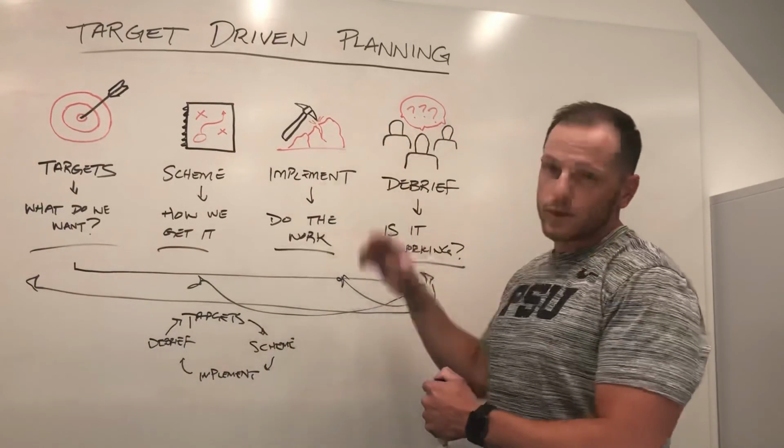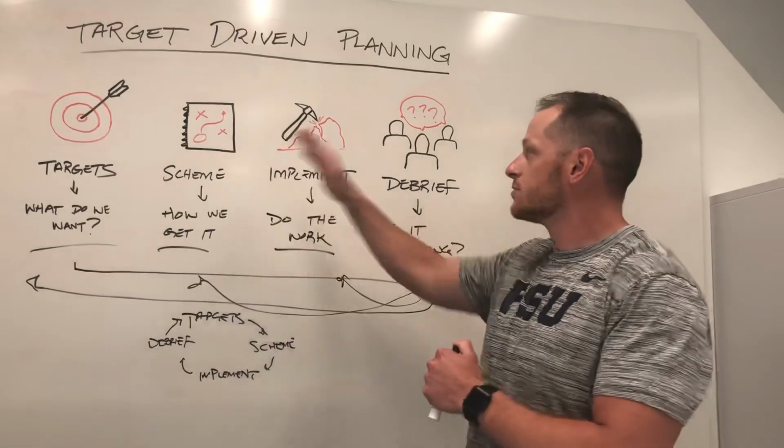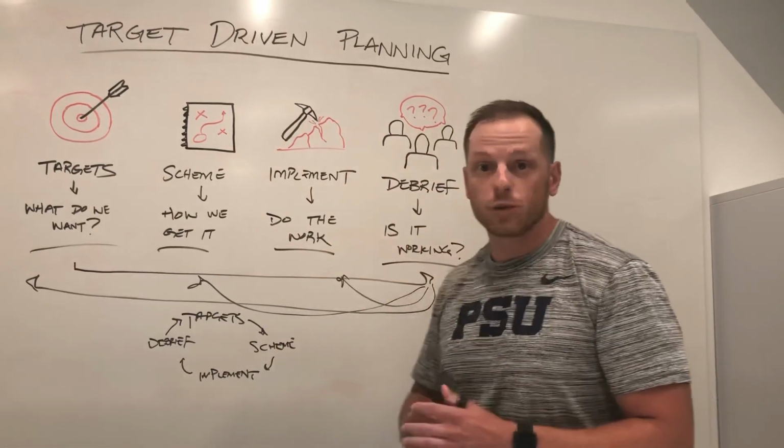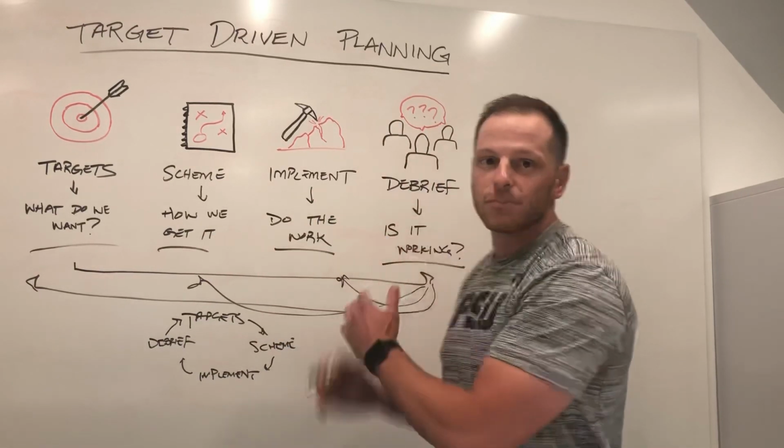So those are the 4 steps that we use. That's the planning process. Next time we're going to dive deeper into these 4 sections to really understand how we can best use each section of the planning process.